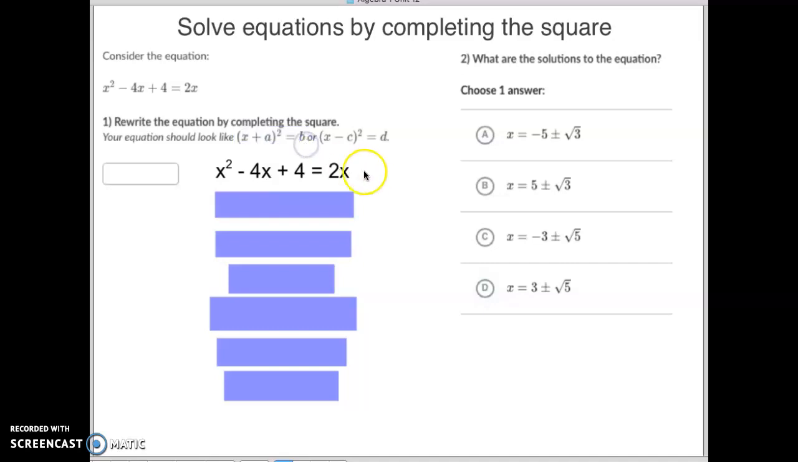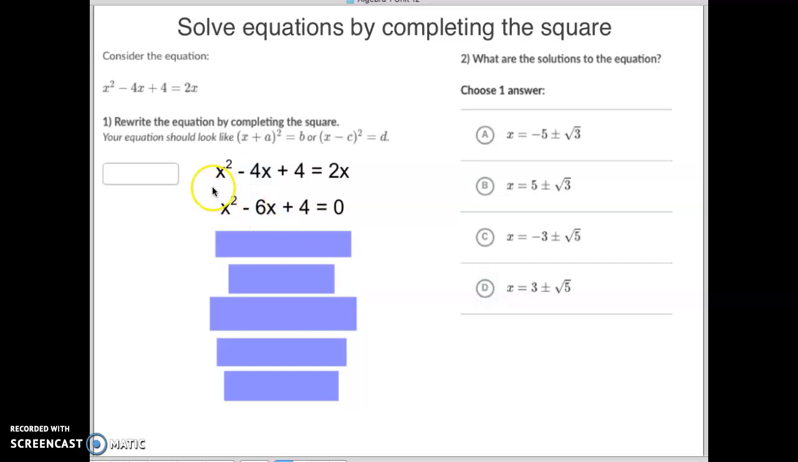So the first thing you want to do whenever you have this is you want the right side of the equation to equal 0. So we have to get rid of that positive 2x. I'm going to subtract 2x from both sides. You can see I subtracted 2x from here, and negative 4x plus negative 2x is negative 6x. So that's where that came from.